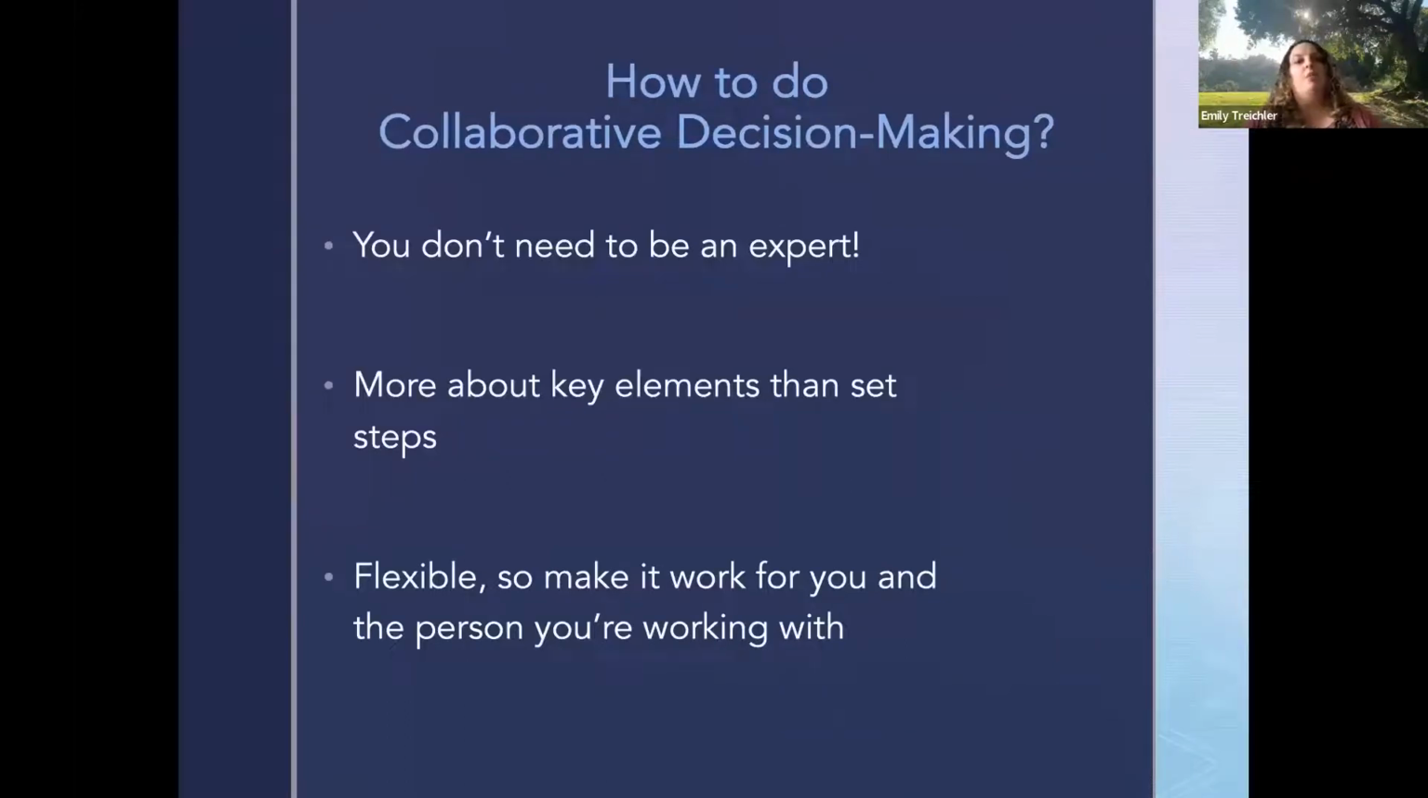Okay, so I hope I have you all on board with the idea that collaborative decision making is a good thing. The next question is how to do collaborative decision making. The first thing I want to be really clear about is that you don't need to be an expert. It is not the case that you need to do a bunch of more trainings after this or follow some specific manual or anything like that in order to be able to start to do collaborative decision making. You can start today. Because again, it's not about set steps, it's about key elements, and those elements should be adapted to you and to the setting you work with and the clients you work with.